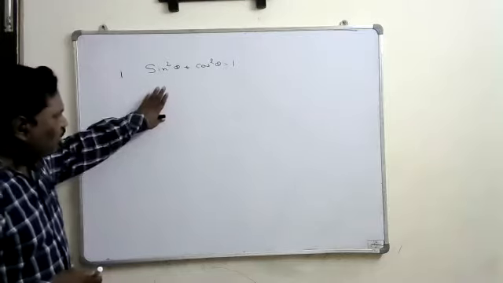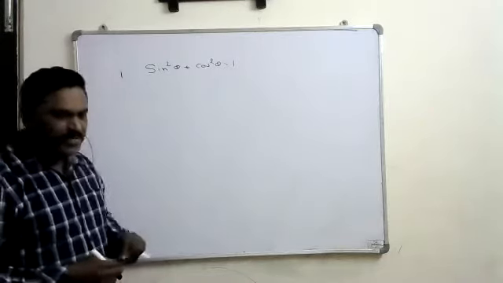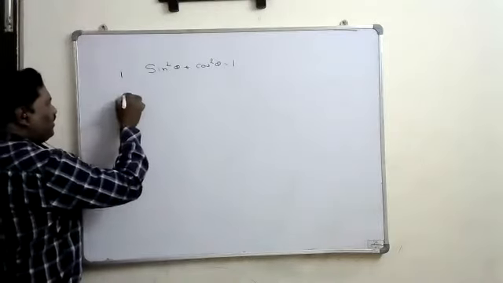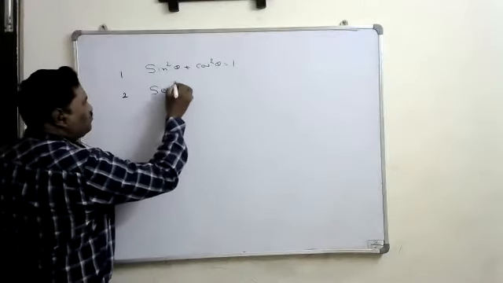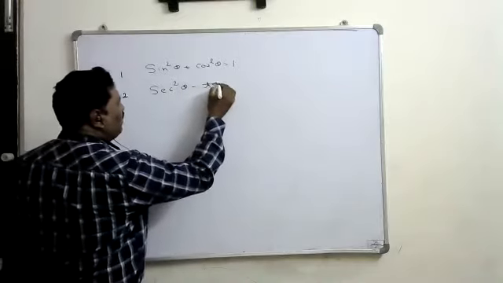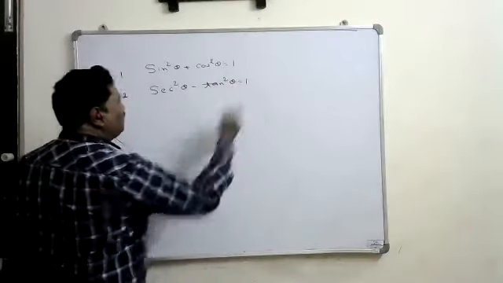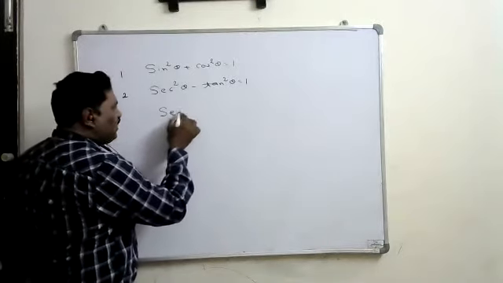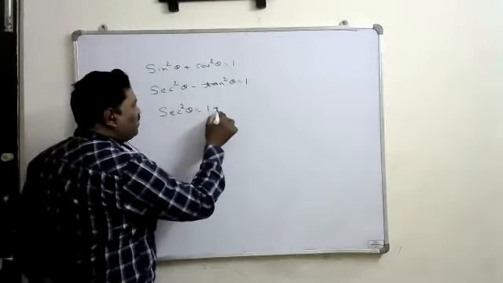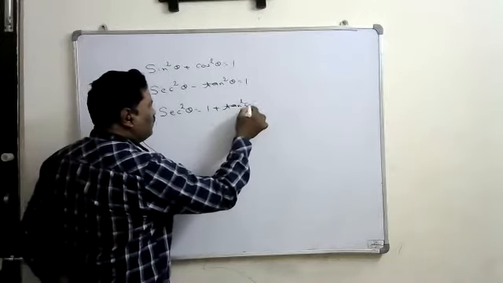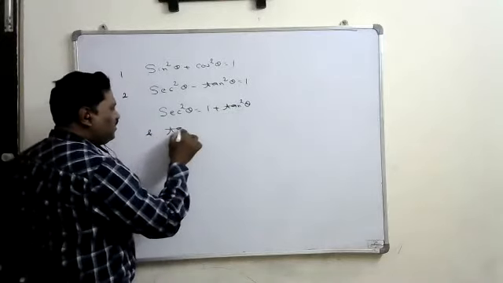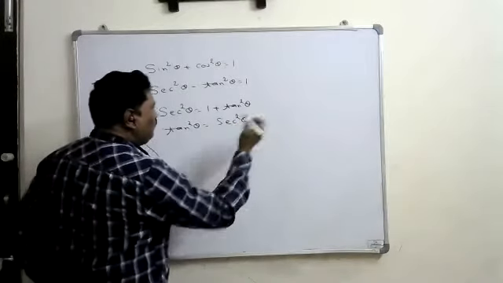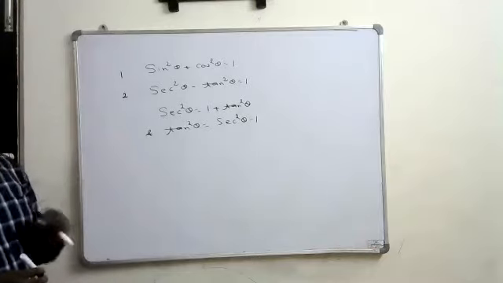From this, we can write sin square theta equal to 1 minus cos square theta, and cos square theta equal to 1 minus sin square theta. And the second identity is secant square theta minus tan square theta is equal to 1. From this, secant square theta is equal to 1 plus tan square theta, and tan square theta is secant square theta minus 1.